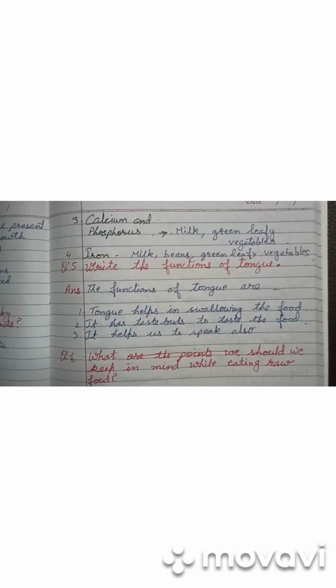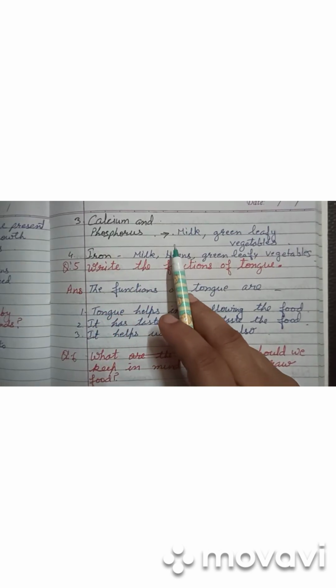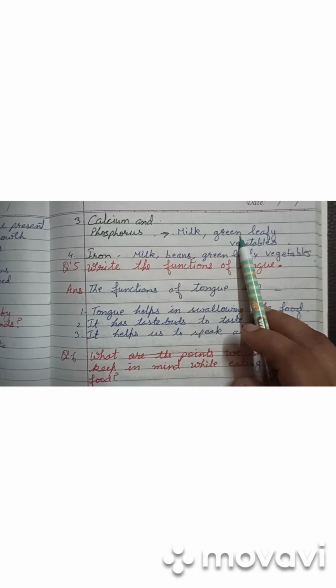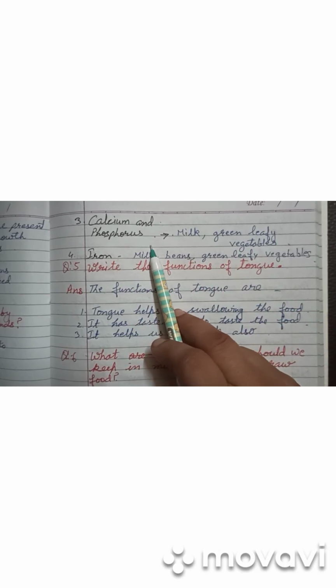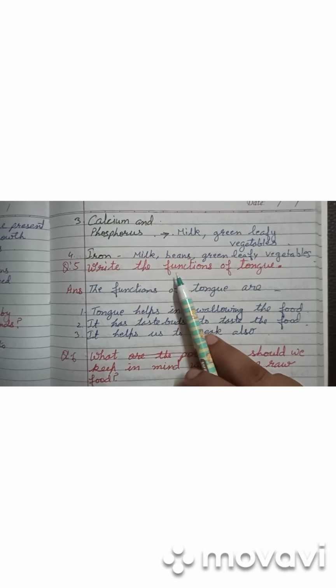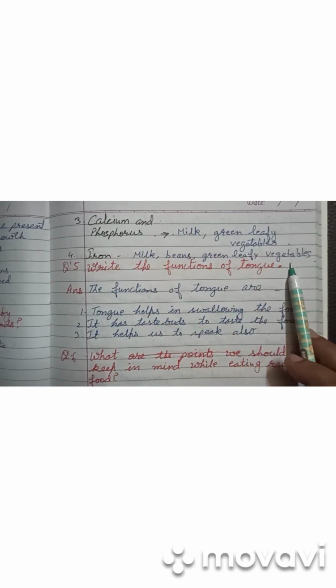That means you have to write down the minerals and their sources. Now next is calcium and phosphorus. Milk and green leafy vegetables are the sources of calcium and phosphorus. Iron: milk, beans, green leafy vegetables.